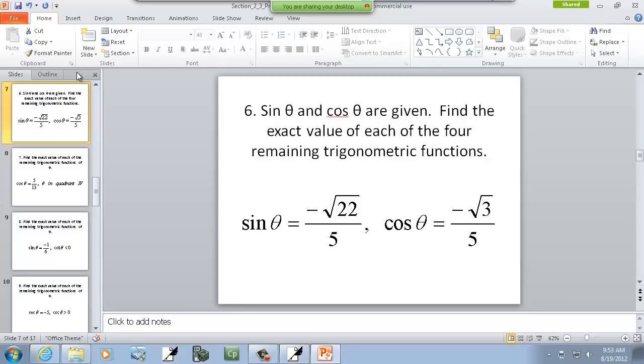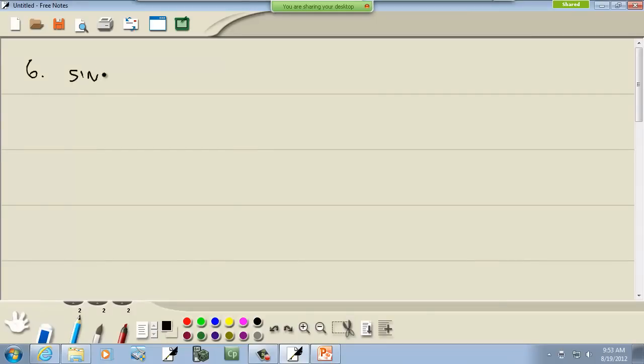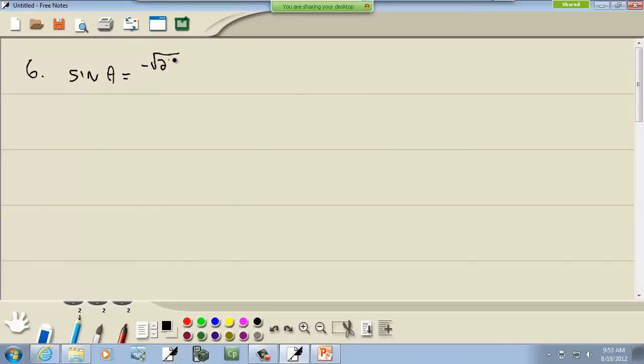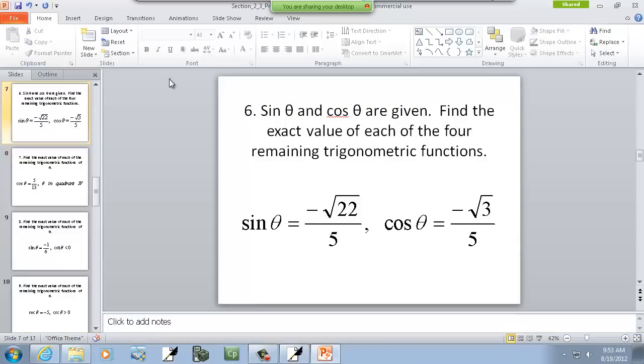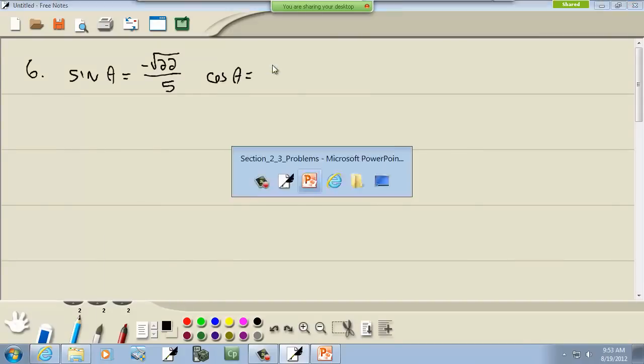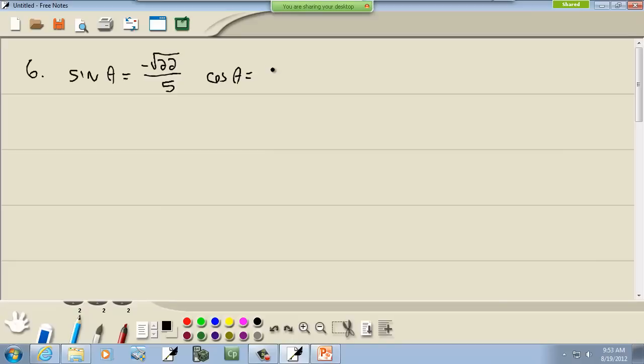So we got sine theta is equal to negative square root of 22 over 5, and cosine theta is equal to negative square root of 3 over 5. Now this is actually giving us something on the unit circle. If I were to square these and add them together, they give me 1.